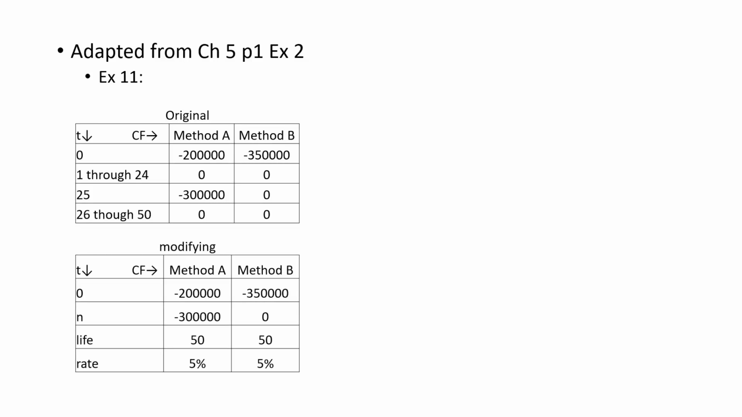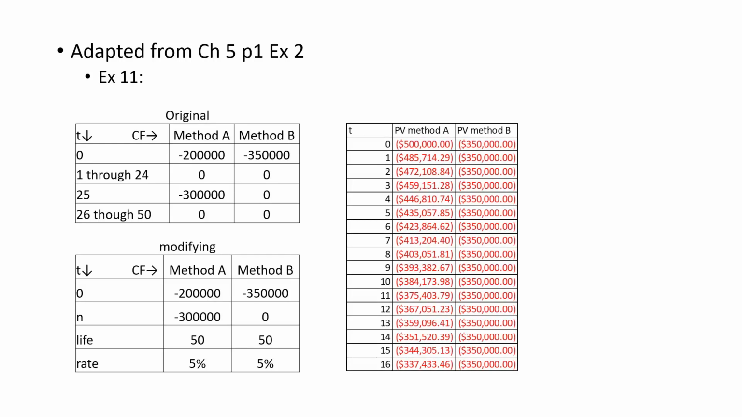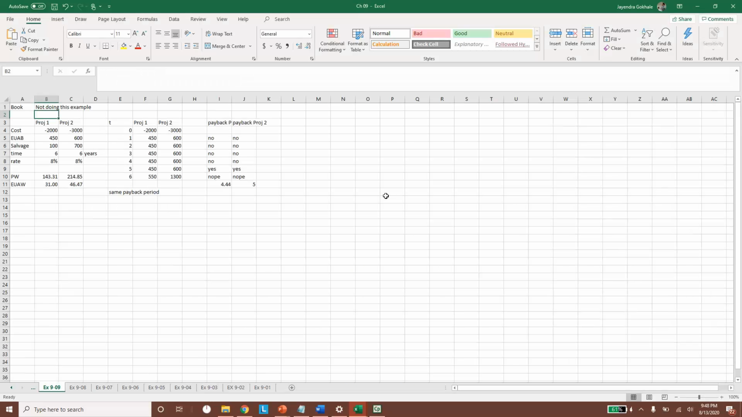Now we even find out the EUAC of that using that method. Now let's just make this variable. So what if we say that the $300,000 is flexible? We can invest it at time t equals n, and we actually can now do a what if analysis. And so we can use, let's go back into Excel and do this.